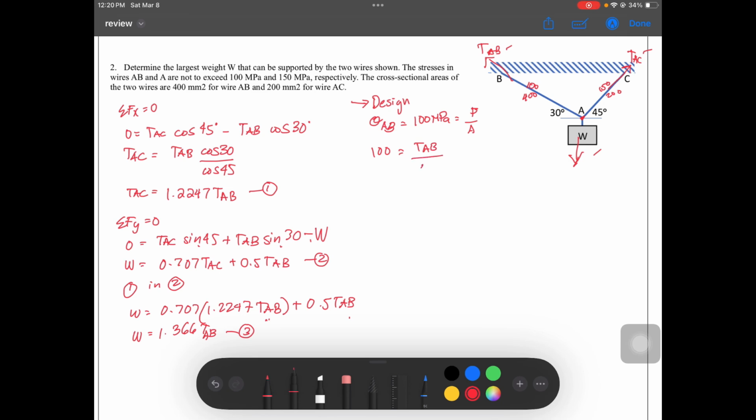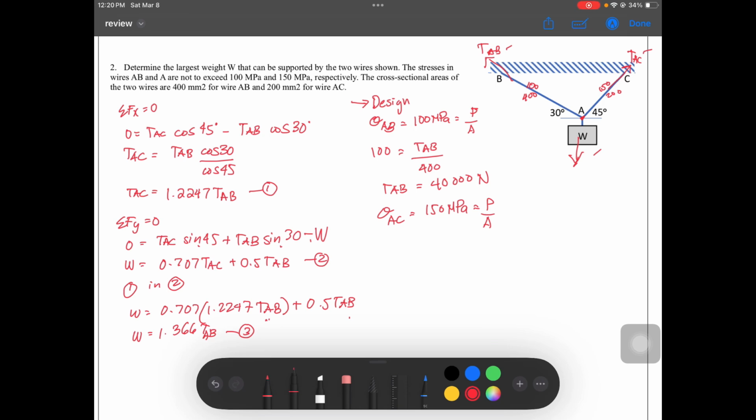And then, anong area ng AB? It is 400. So, our tension sa AB is 40,000 Newton since MPa ito. And then, area natin is in mm squared. So, let's check ano ang kaya ng AC. Ano ang stress na kaya niya? 150 MPa and then P over A.